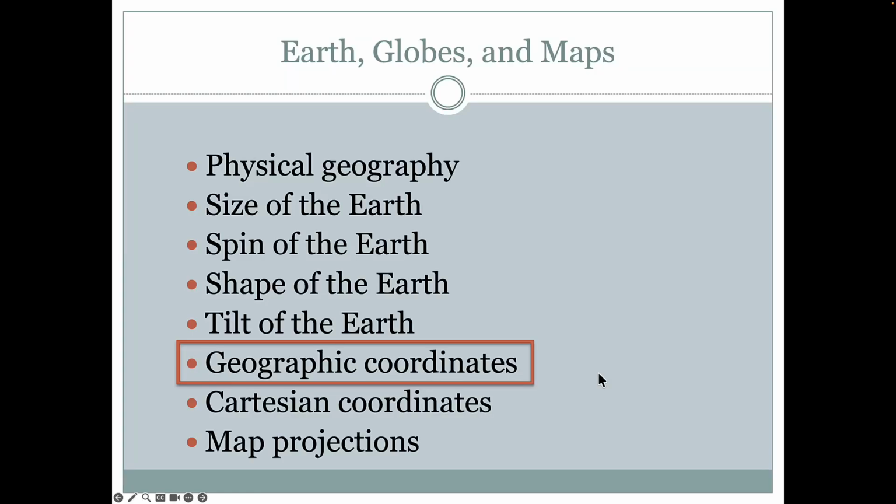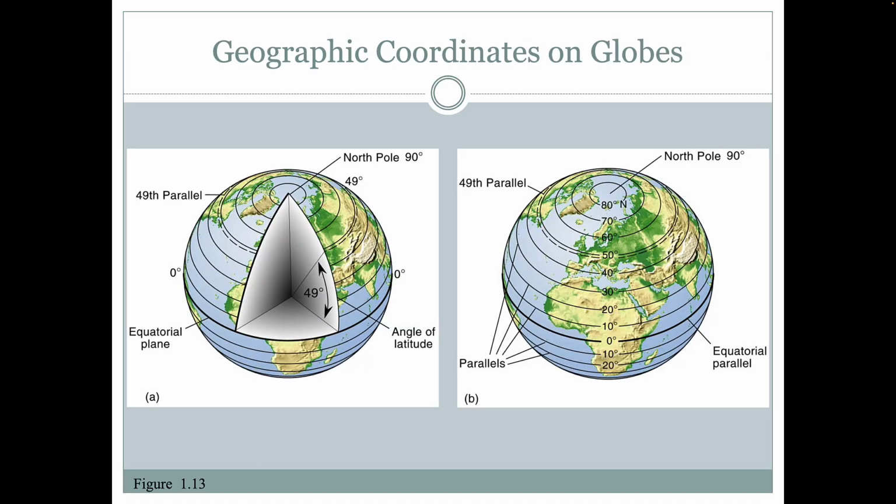Let's talk about geographic coordinates, which is how we know where we are on the surface of the Earth. The way that we do this is with these coordinates that we call latitude and longitude, and both of those are measures of angles. So let's start with latitude. Latitude tells us how far north or south we are on the surface of the Earth.